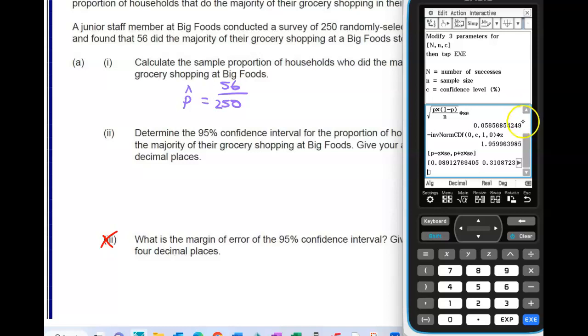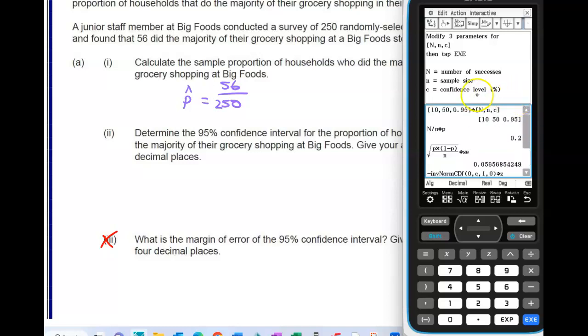So if we go back to this, for this question we need to overwrite that 10 with 56, the number of successes. And then we overwrite that 50 with 250, and 0.95 is okay because that's what we want. And then we just hit execute.